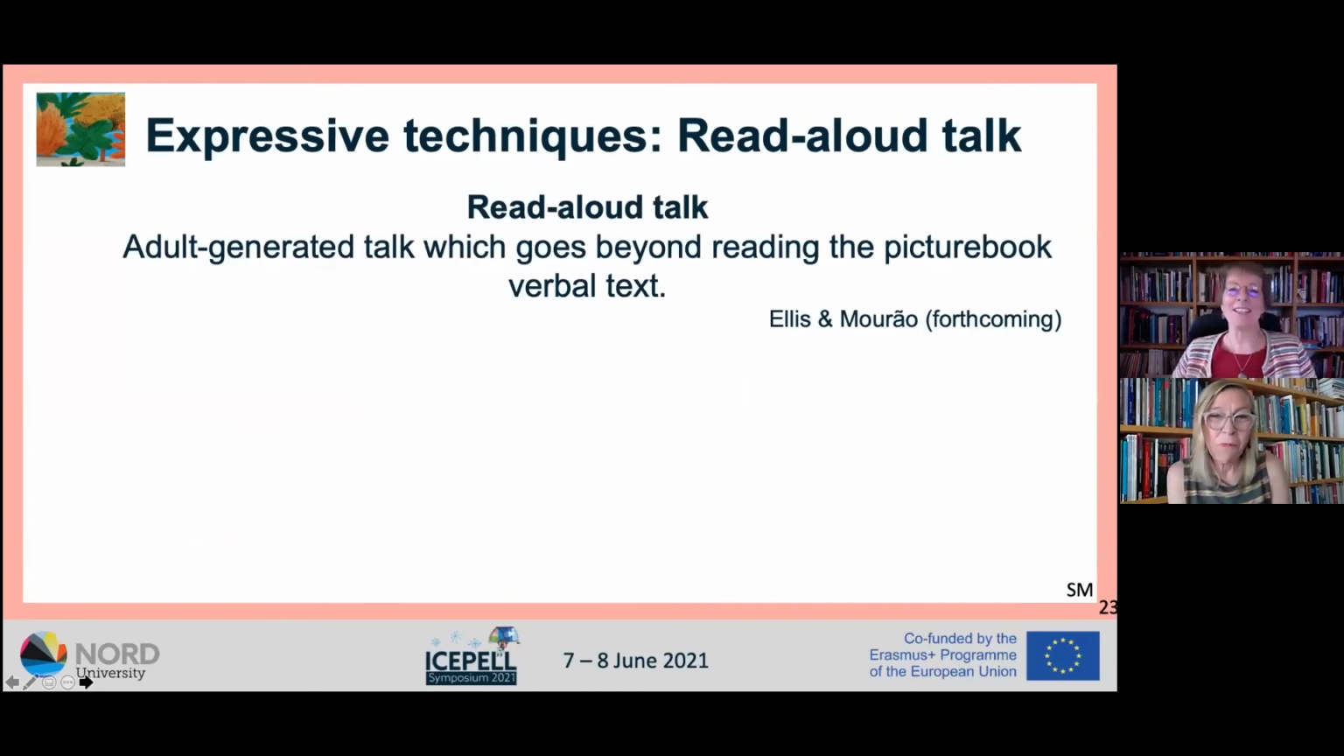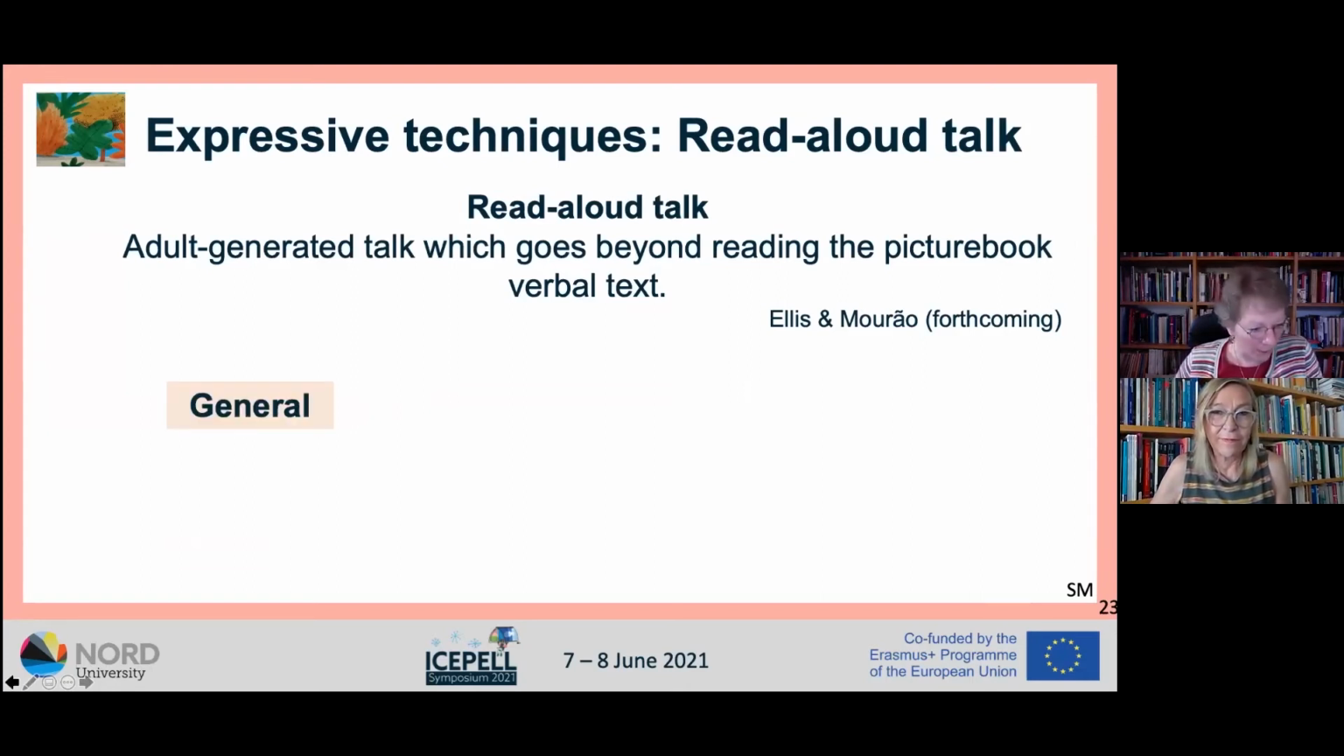The final expressive technique is a read aloud talk. This is adult generated talk, which goes beyond reading the picture book verbal text. So read aloud talk enables meaningful interaction, participation, and interpretation between the teacher and their children, and between the children themselves.